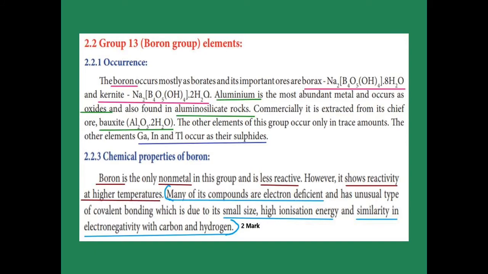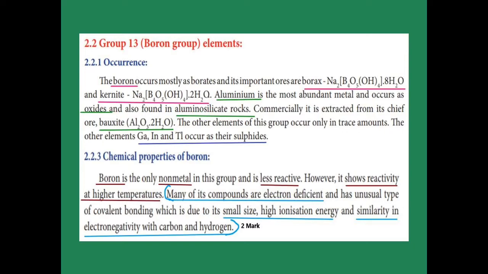In p block elements, the first group members are the boron group members. First, occurrence: boron occurs as borate. The first important ore is borax, Na2B4O5(OH)4 with 8 moles of water, and kernite, Na2B4O5(OH)4 with 2 moles of water. What is the difference between borax and kernite? Borax has 8 moles of water, kernite has 2 moles of water.